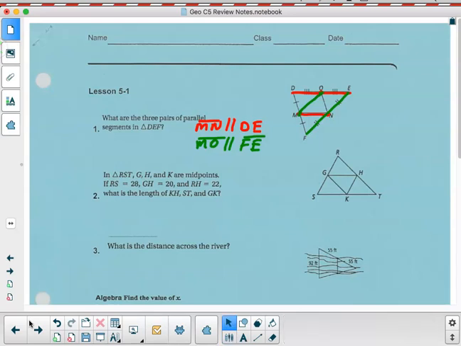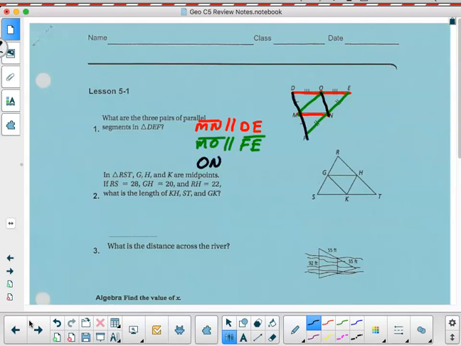My last one here, I have ON parallel to DF. So ON is parallel to DF. Keep that in mind. What are the three pairs of parallel segments in triangle DEF?